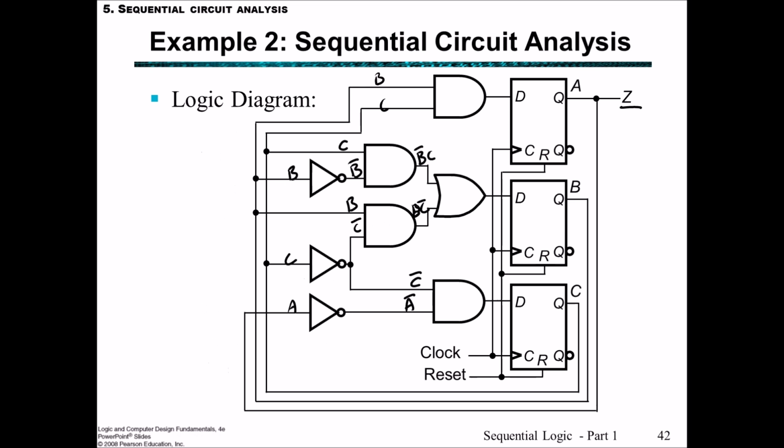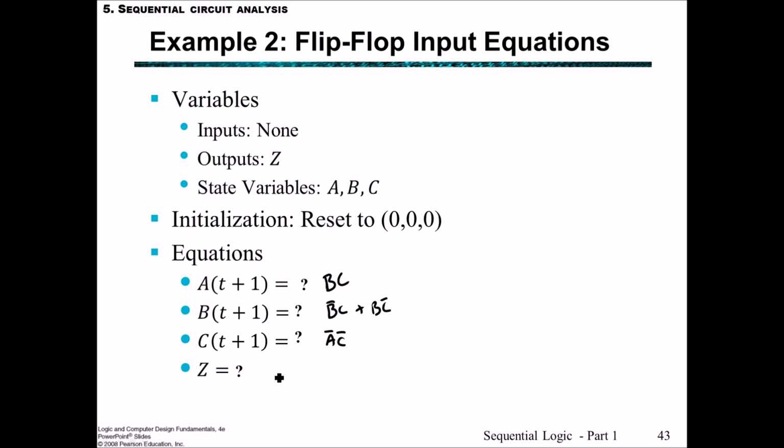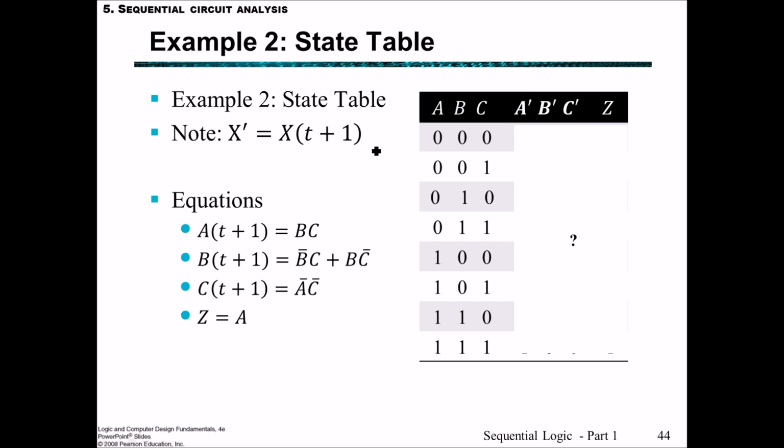And the output Z here is just the same as A. So check those answers. A at time t+1 is equal to B and C. B at time t+1 is equal to not B and C, or B and not C. C at time t+1 is equal to not A and not C, and Z is equal to A. Okay, so that's correct. Now let's do the state table for this example.